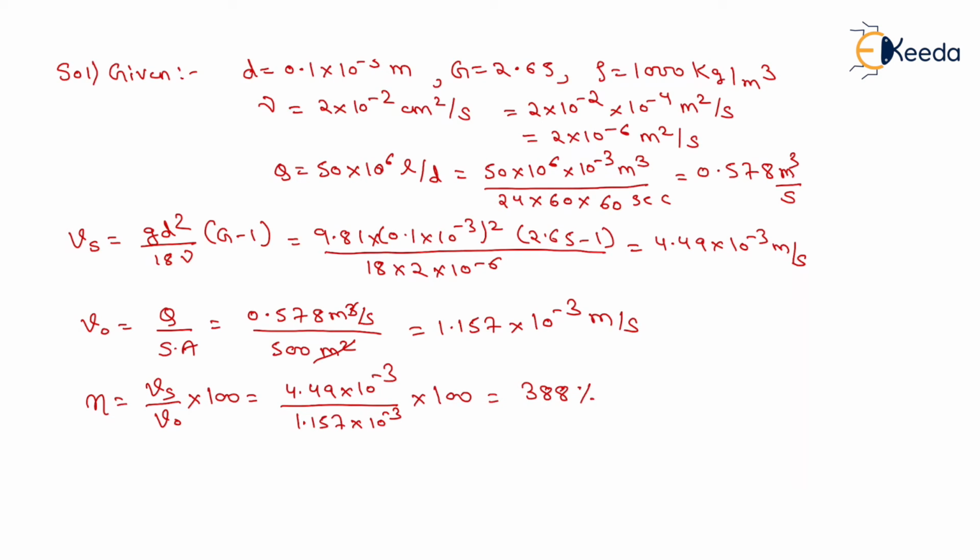Now, efficiency will never be greater than 100%, but in the question it is given that we need to calculate the efficiency according to the given data. So for this given data, the efficiency of the sedimentation tank comes out as 388%. That is the complete solution of this question. Thank you very much, students.